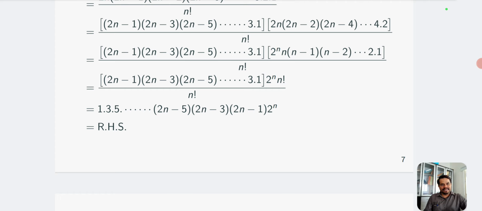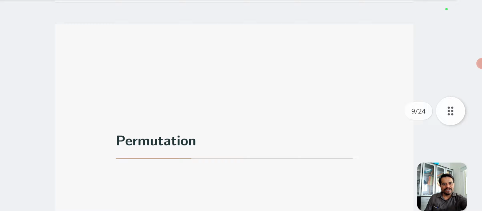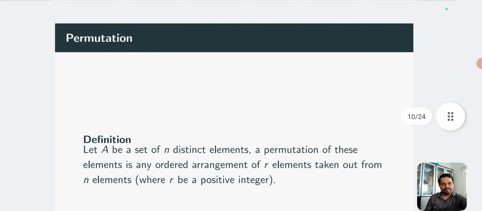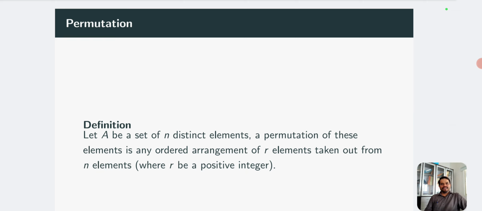Now we will see the next concept, which is permutation. So what is meant by a permutation? First we can write the concept or definition of a permutation. Let A be a set of n distinct elements. So we can consider here A is a set of n different, distinct elements.